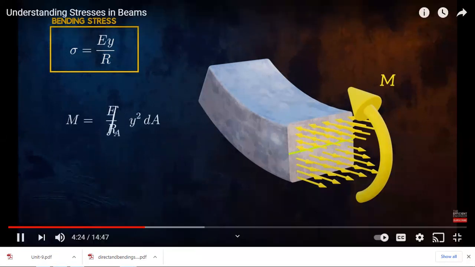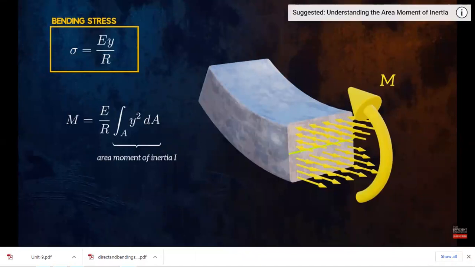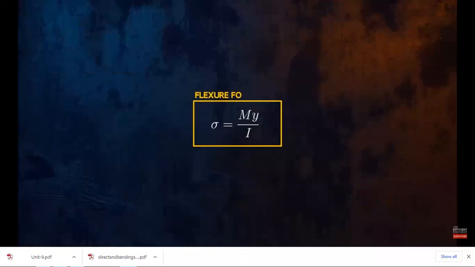When rearranged into this form, we can notice that the integral on the right is the definition of the area moment of inertia. This parameter, which I've covered in detail in a separate video, defines the resistance of a cross-section to bending due to its shape and is denoted using the letter I. We can combine this equation for the bending moment with the bending stress equation to obtain what is known as the flexure formula. So what does it tell us?